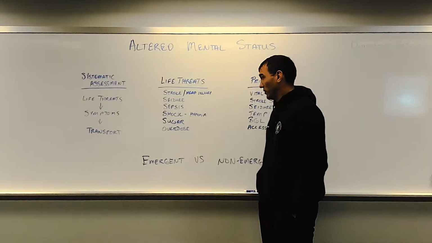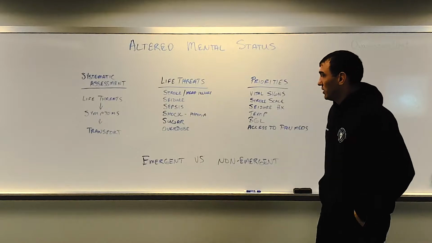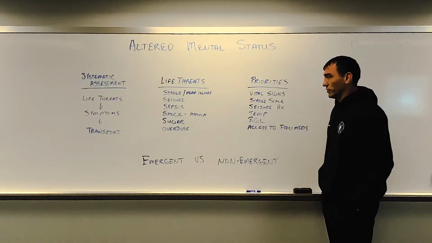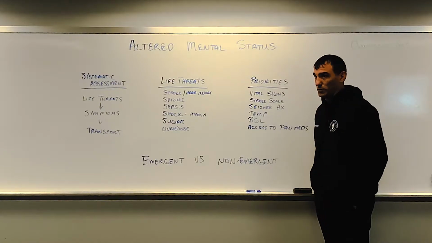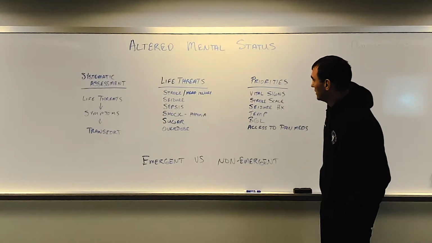So it's important to ask if the patient has any seizure history. If you have a patient that's positive on the stroke scale, but they have a seizure history, it's very likely they had a seizure and are postictal, so we need to assess them further.